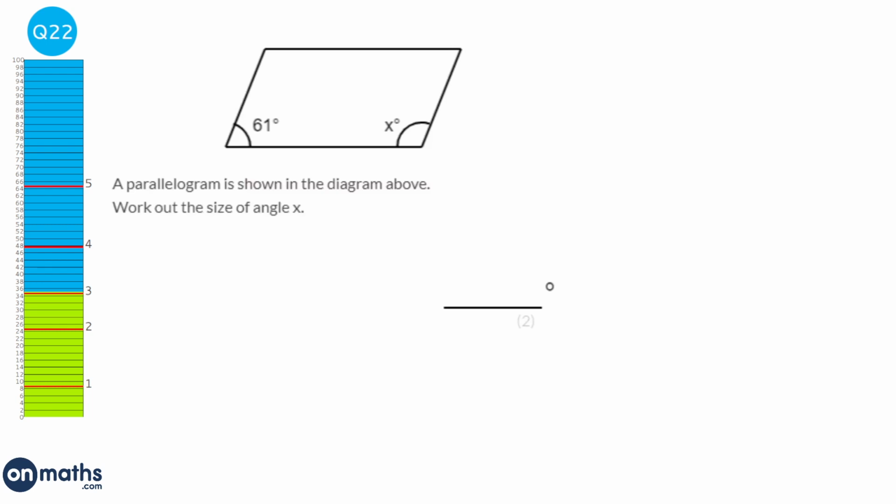So adjacent angles in a parallelogram add up to 180, and the reason for that is that we've got a set of parallel lines here, and both of these angles are within that set of parallel sides, so they're actually co-interior or allied angles, whichever you choose to call them, and so we know that they're going to add up to 180. So we're going to do 180, take away the 61 we already have there, which is 119. So our answer is 119 degrees.